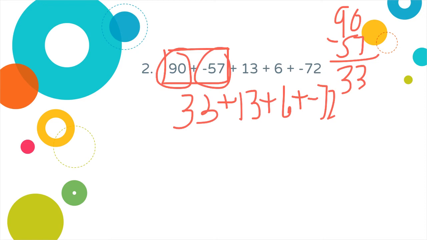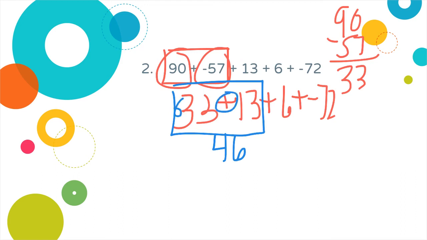Now we have the next two numbers, 33 and 13. They're both positive, so you add and keep. 33 plus 13 is 46. Keep the positive that was in front of them. Bring down the rest, plus 6 plus negative 72.